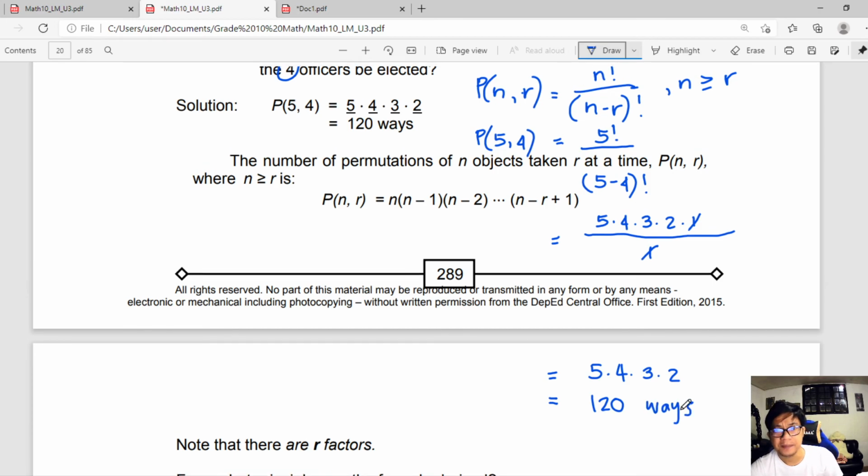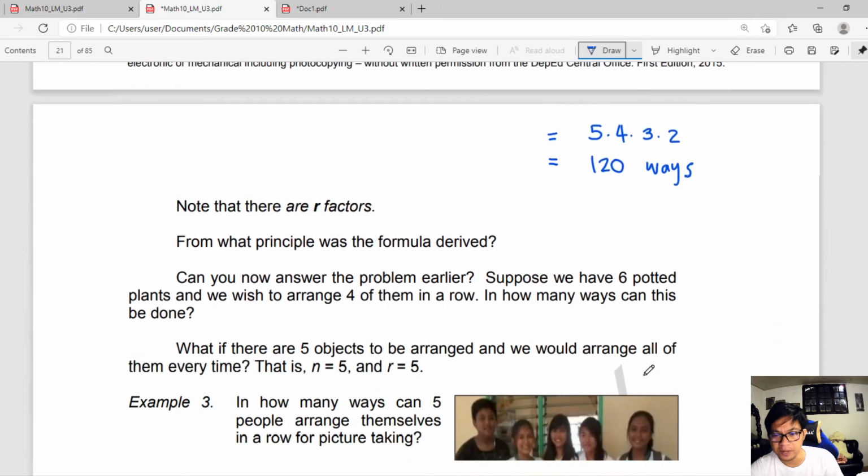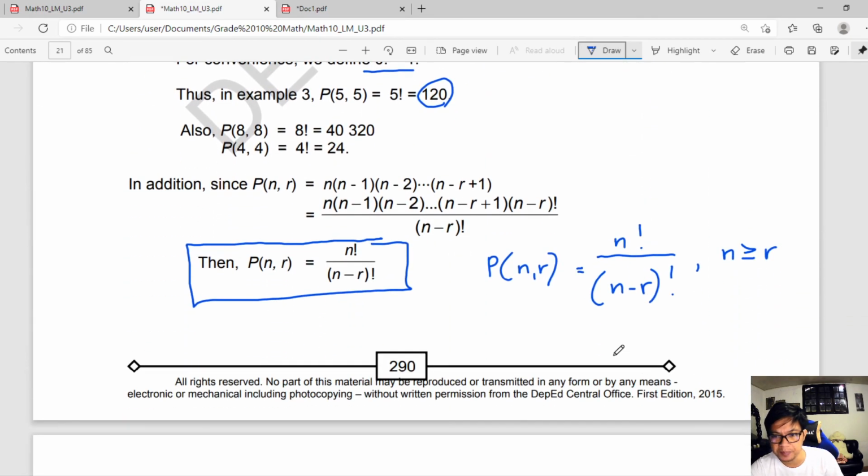Okay, that's it. So ito yung tandaan nyo. This is the formula we're going to use in permutation. That P of n taking r at a time is equal to n factorial over n minus r factorial, wherein n is greater than or equal to r. Okay, so remember that formula.